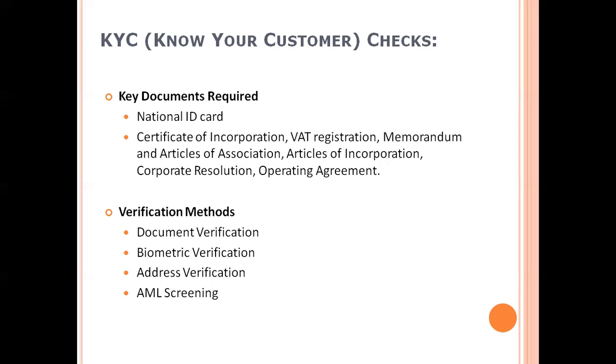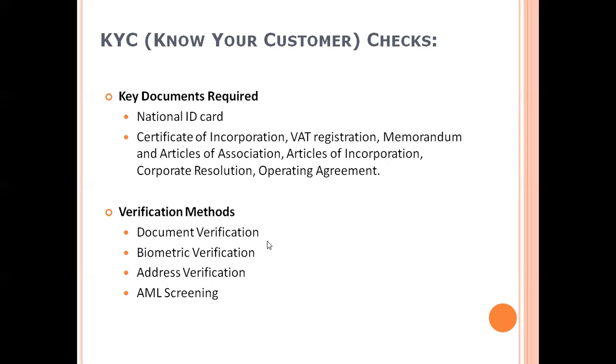Now, if it is a business, then the employer identification number, articles of association, articles of incorporation, corporate resolution, and operating agreement are all required. Then VAT registration, memorandum, and articles of association are required. And if it is in India, then the PAN of the entity and GST registrations are required.